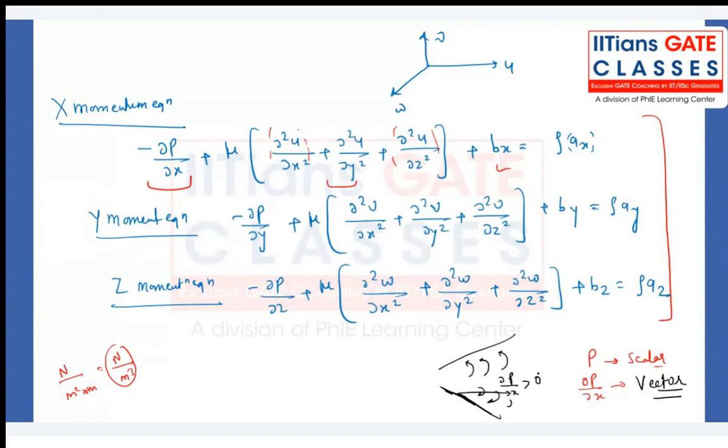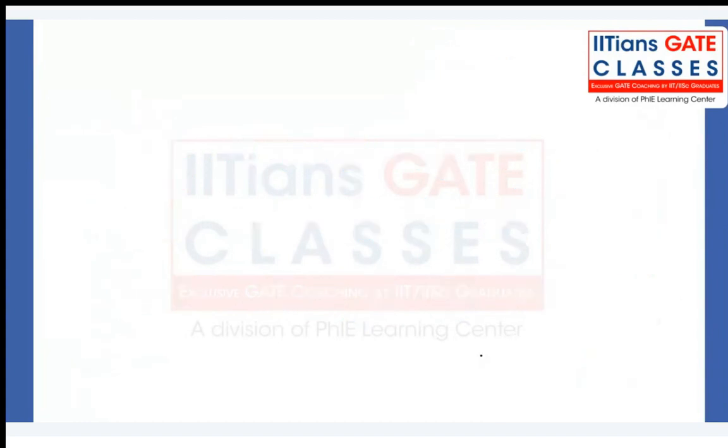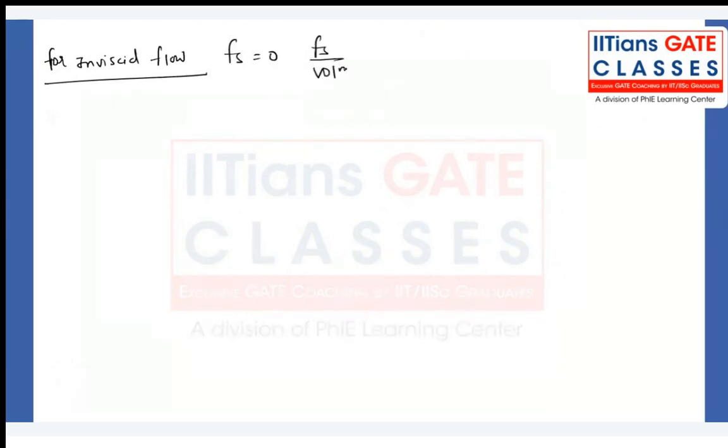Now, for an inviscid flow, viscous force will be 0. Viscous force per unit volume, that is also going to be 0. So which term will be 0? X momentum equation: minus dou p by dou x plus 0 plus bx rho into ax.